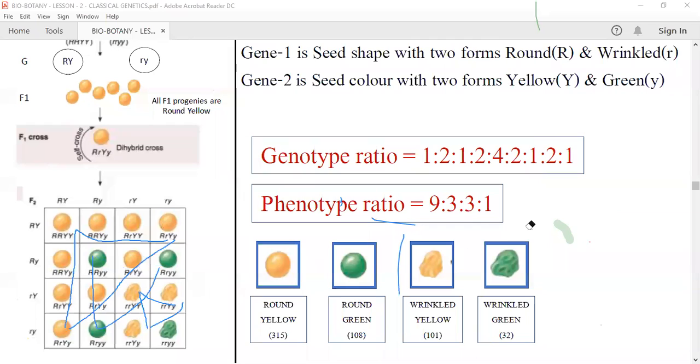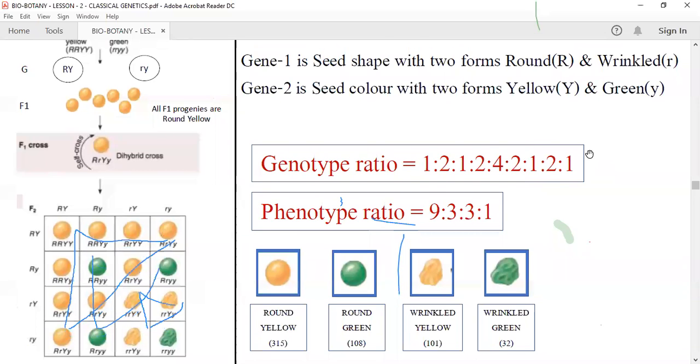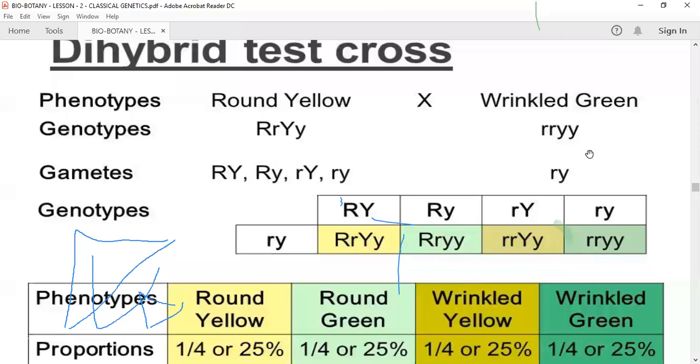So this is actually a dihybrid cross, and this is an important 5-mark question also. So here this is a dihybrid test cross. The dihybrid test cross, the phenotypes and the genotypes. The round yellow F1 is capital R small r and capital Y small y. That wrinkled green is small r small r and small y small y. So it is crossed with the recessive parent.